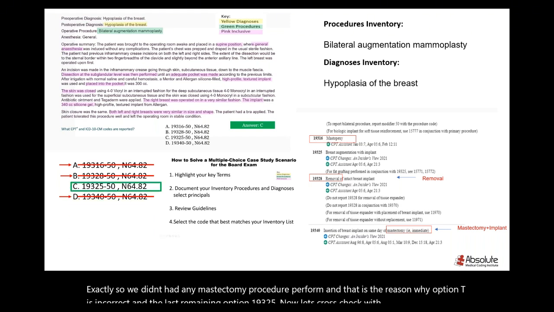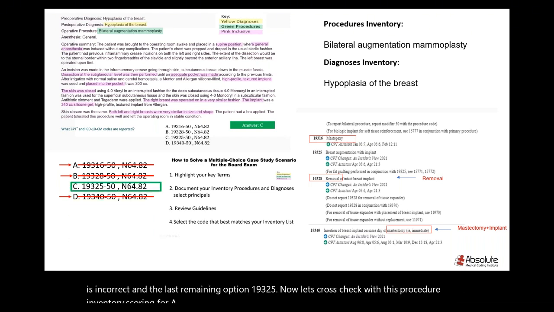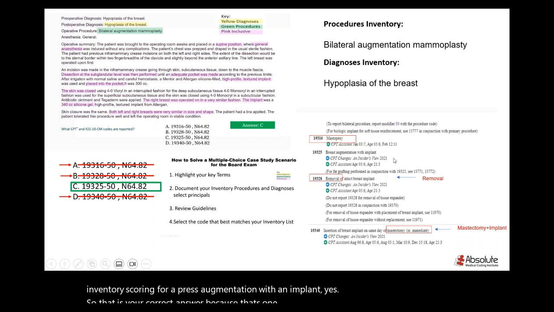So procedure inventory, it's coding for a breast augmentation with an implant. Yes. So that is your correct answer because that's the one which best matches your inventory list.